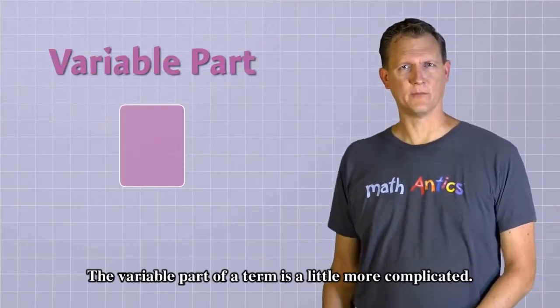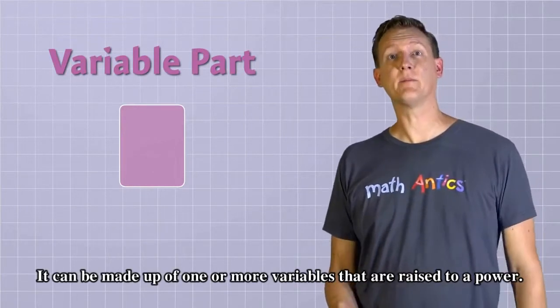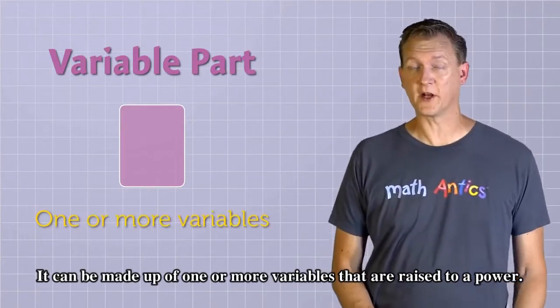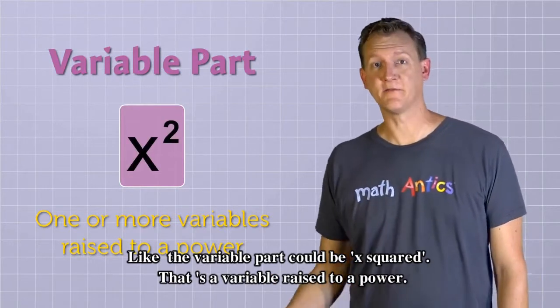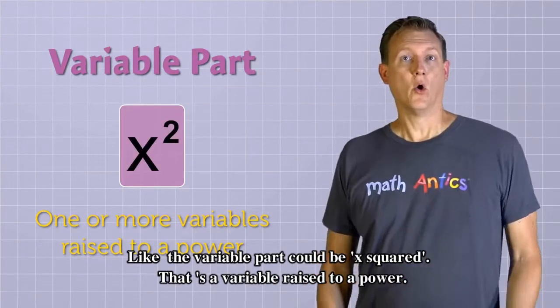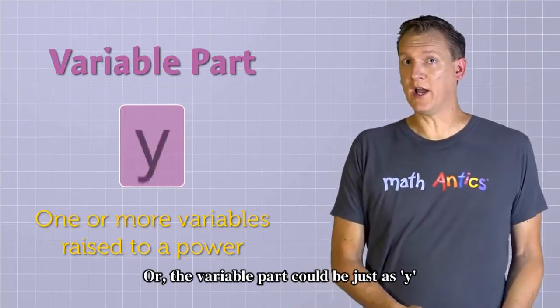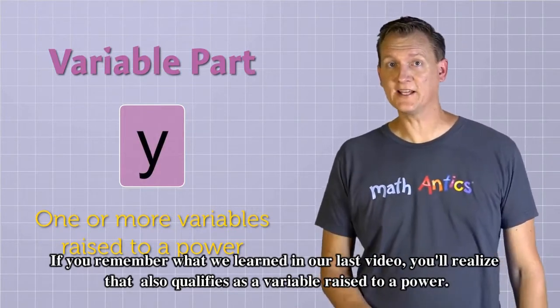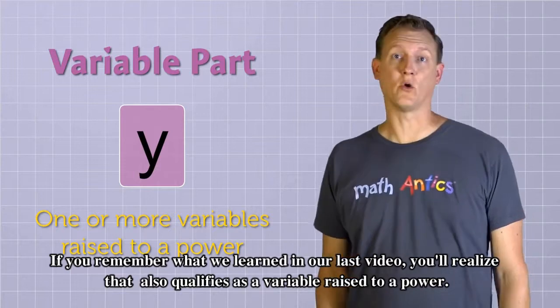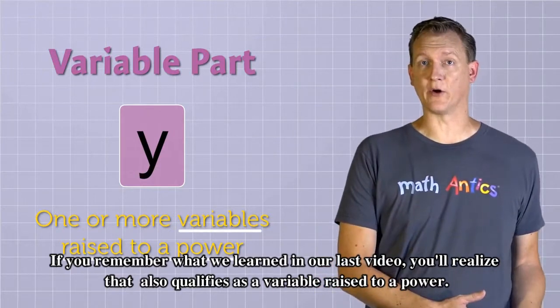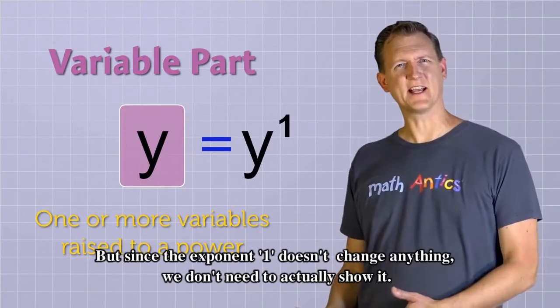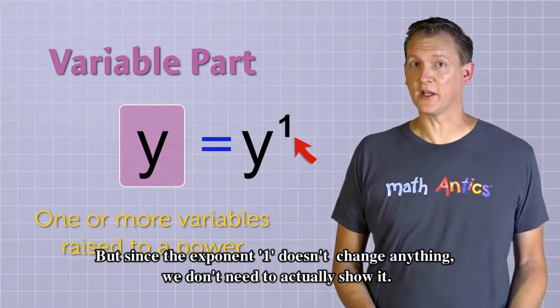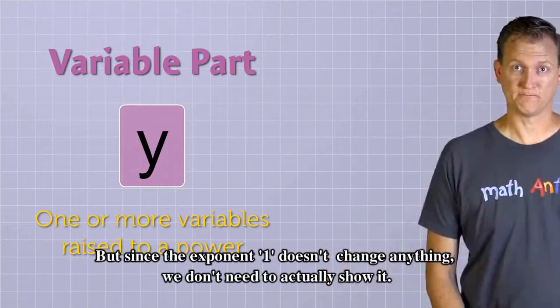The variable part of a term is a little more complicated. It can be made up of one or more variables that are raised to a power. Like the variable part could be x squared. That's a variable raised to a power. Or the variable part could be just y. If you remember what we learned in our last video, you'll realize that that also qualifies as a variable raised to a power. Y is the same as y to the first power. But since the exponent 1 doesn't change anything, we don't need to actually show it.